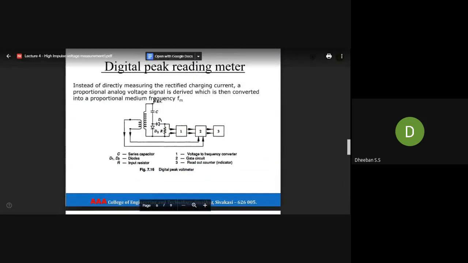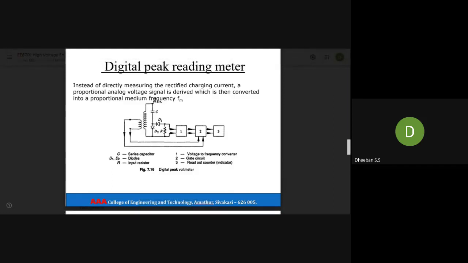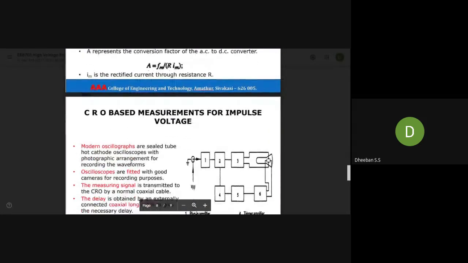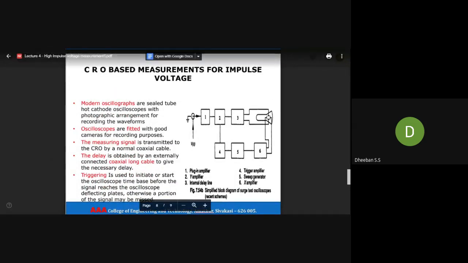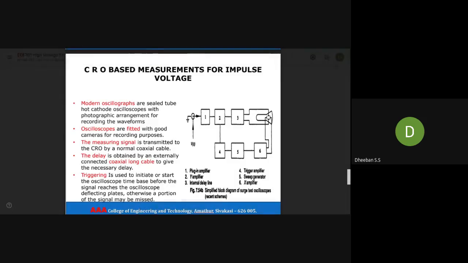So you just draw the diagram. They explain like a story. Okay. So this is one thing. So the next one is your CRO based measurement for impulse voltage. Okay, this is very important. From this one slide itself, you can easily write up to a 13 mark answer, but it is a very important and repeatedly asked question.